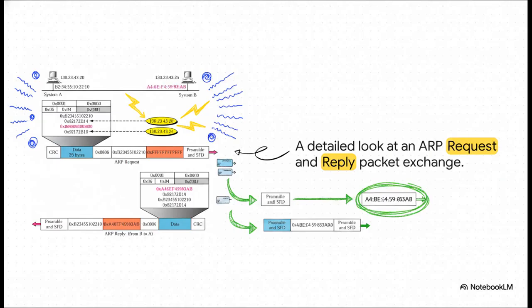Okay, so let's translate that office analogy into the real language of the network. Now, this diagram might look a little technical, but don't worry, it's just showing us the exact structure of those shouts and replies we were just talking about. These are the actual data packets. On the top, you've got the ARP request, that's the shout, and below it is the ARP reply, the private answer. Let's zoom in on the most important detail here.